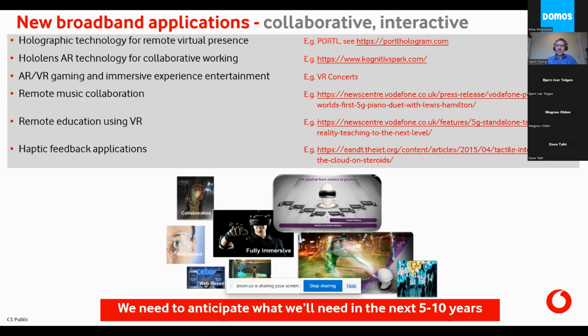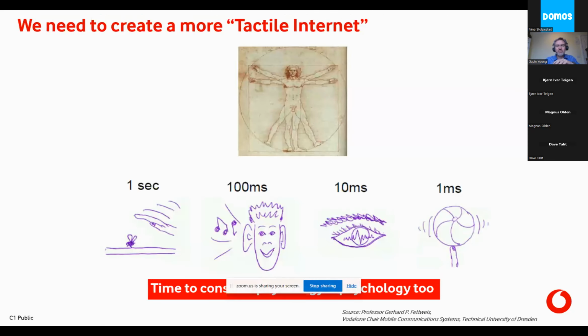A lot of these require much more responsiveness of the network. So we need to try and anticipate what we'll need in the next 5 to 10 years, given the lead time that it takes to build new infrastructure. And so, to put it bluntly, we need to create a more tactile internet, and we need to factor in human physiology and response times, where any humans are going to be interacting with the network, so that the human being in the loop becomes the bottleneck, the limiting factor, and not the network itself.